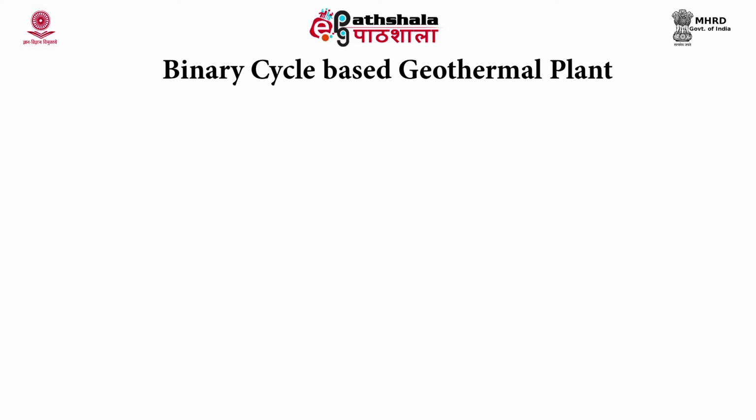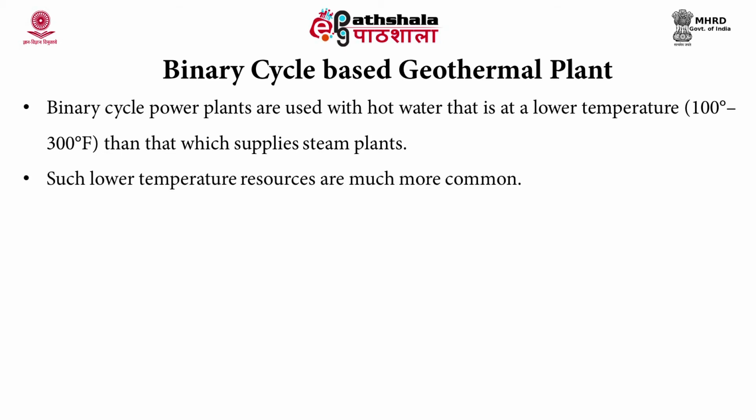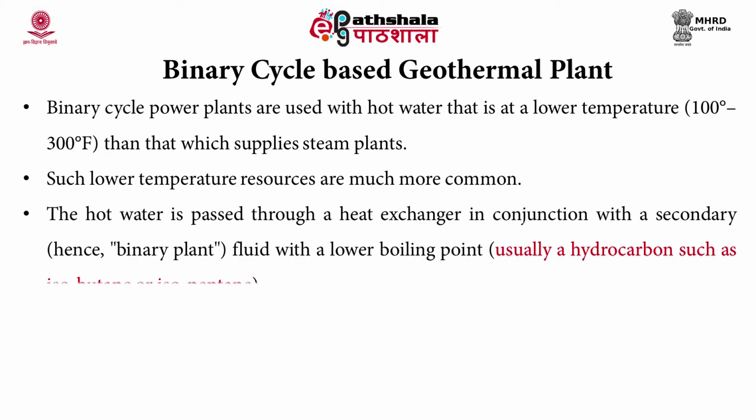The third type is the binary cycle based geothermal plant. Binary cycle power plants are used with hot water that is at a lower temperature than that which supplies steam plants. Such lower temperature resources are much more common for direct heating. The hot water is passed through a heat exchanger in conjunction with a secondary fluid. This is known as a binary plant also. Here a secondary fluid is introduced with a very low boiling point.